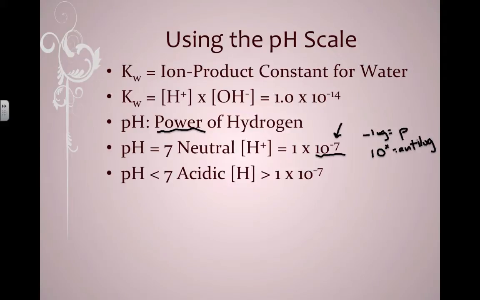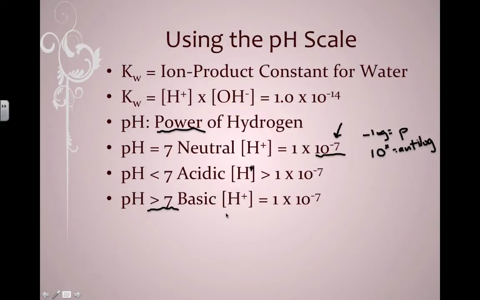So the pH would be less than 7 for an acidic substance. That means the concentration of hydrogen ions is greater than 1 × 10⁻⁷. In a basic solution, I have a pH that is greater than 7, so the hydrogen ion concentration is not equal to, but rather less than, 1 × 10⁻⁷. pH simply means take the negative log of the concentration of hydrogen ions. And by looking at the pH, you can tell if something is acidic or basic.